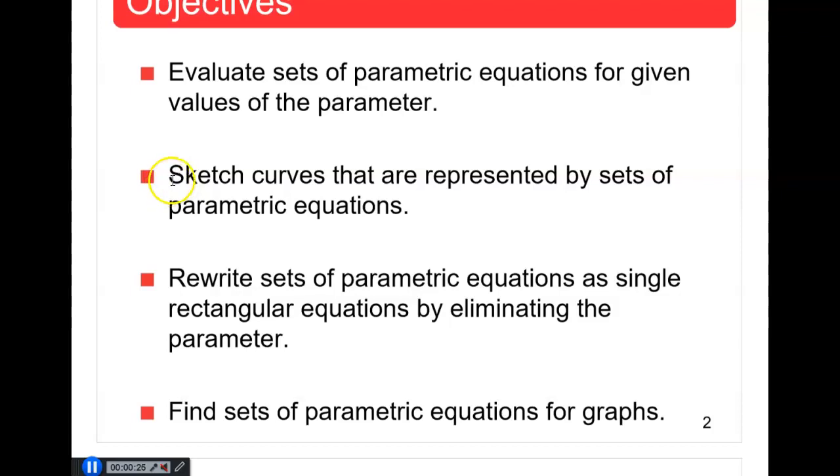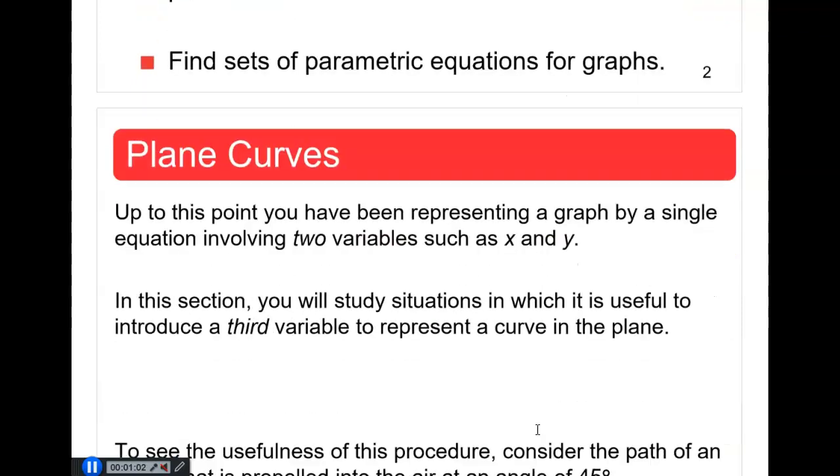Second objective is to sketch curves that are represented by sets of parametric equations. And for this section, we're going to be working with two parametric equations. Also, to rewrite sets of parametric equations as single rectangular equations by eliminating the parameter. So we could go from 2 to 1. And the fourth objective will be to find sets of parametric equations for certain graphs.